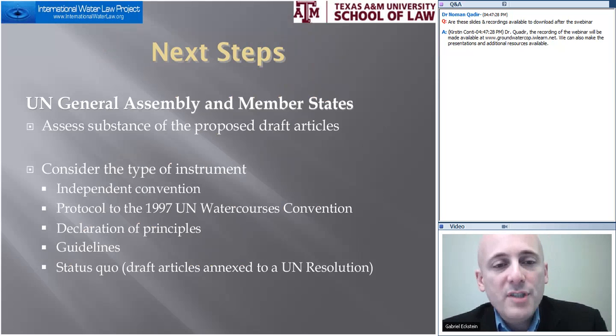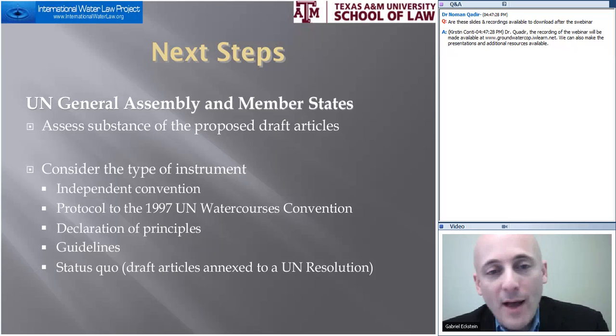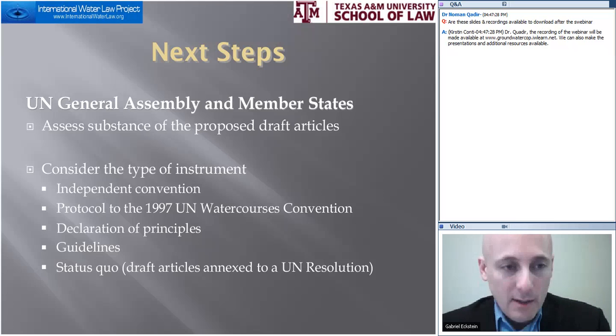The UN General Assembly is currently assessing and reviewing them, in particular looking at the substance: which draft articles are controversial, which are non-controversial, and which they might want to amend or modify. These are some of the issues being discussed at the UN level right now. And the other point is, what do we want the final form of these draft articles to be?